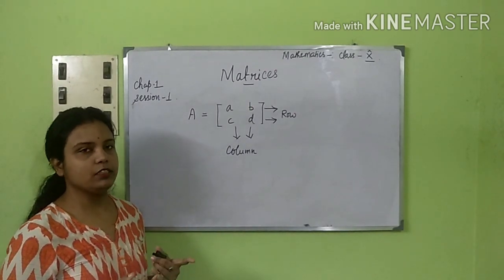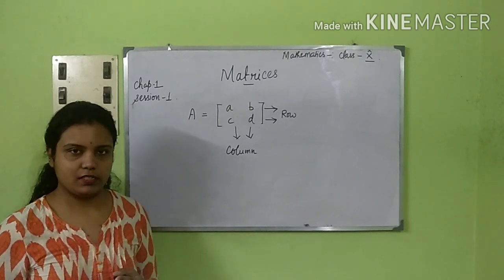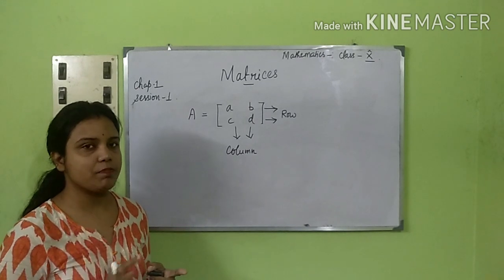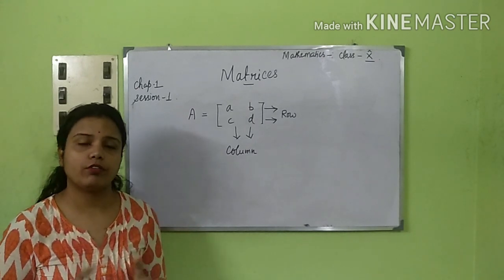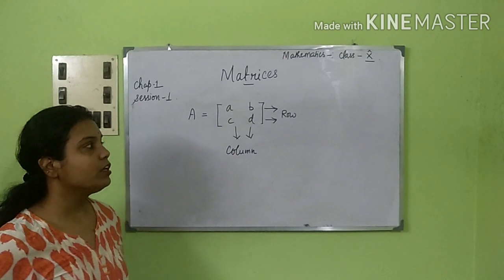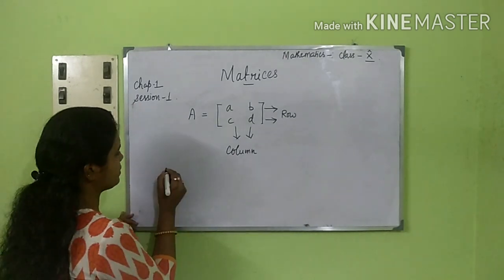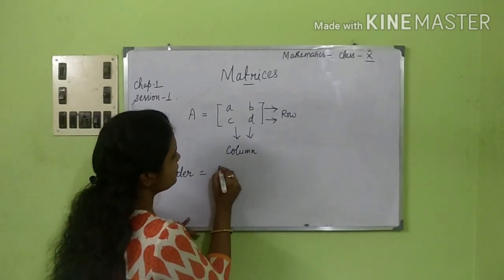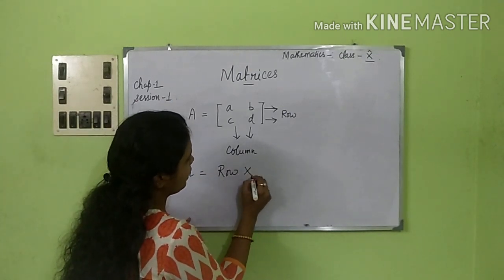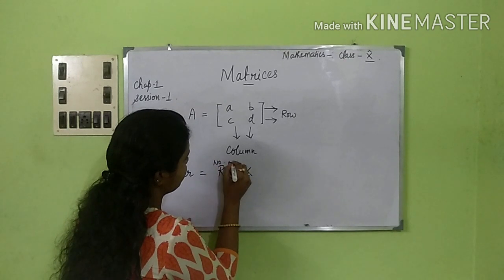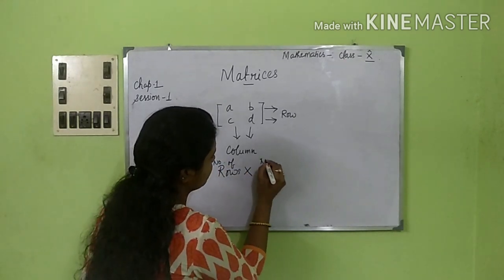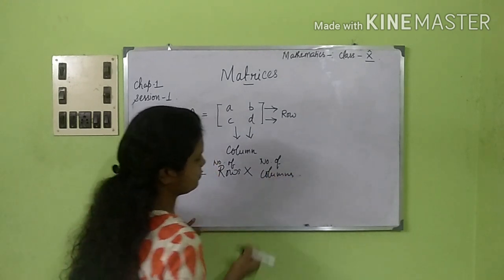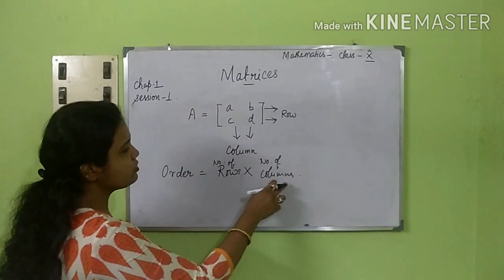Now, we will come to the different types of matrix. Okay, so before coming to the different types of matrix, I must mention one thing, that is the order of the matrix. What is the order of the matrix? Order of the matrix is considered in the way: number of rows into number of columns.